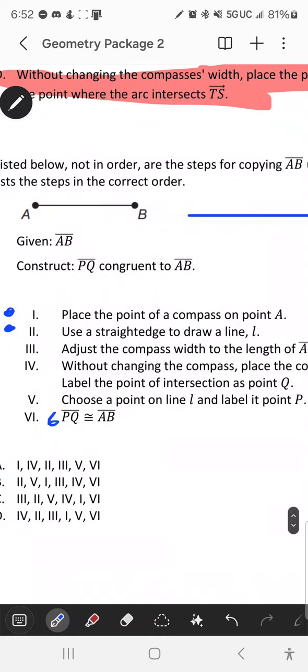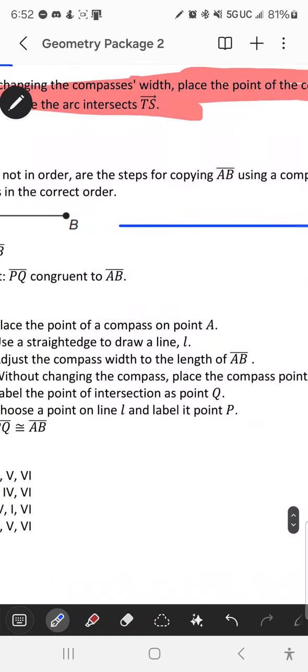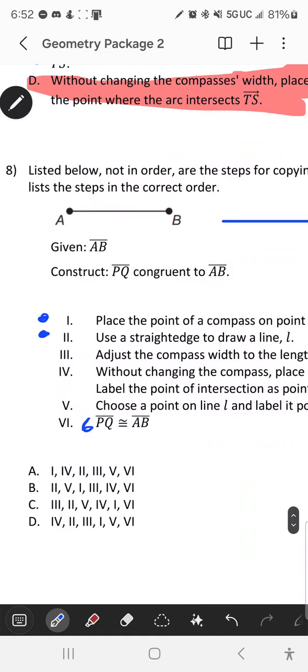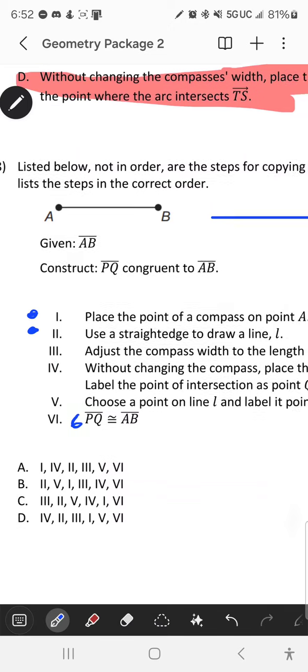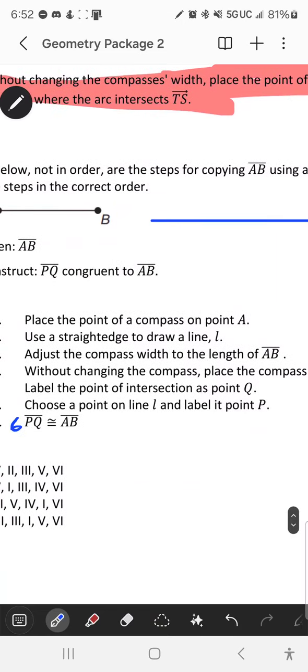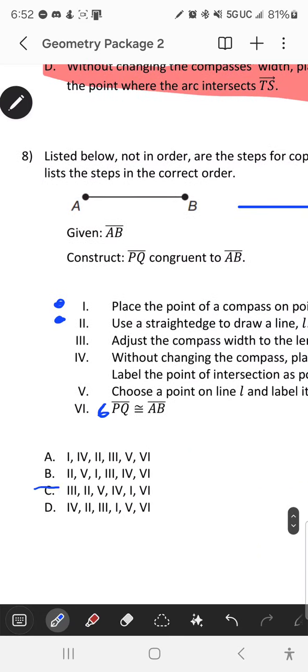So let's see. Adjust the compass width to the length of AB. Okay. I read the first one and I read the third one. I know that the third one needs to be after the first one because we need to put the compass on point A, and then we can adjust the compass width to the length AB. So the third one for sure needs to be after the first one. So we can take away C and D because the third one is before the first one. So C and D are out.